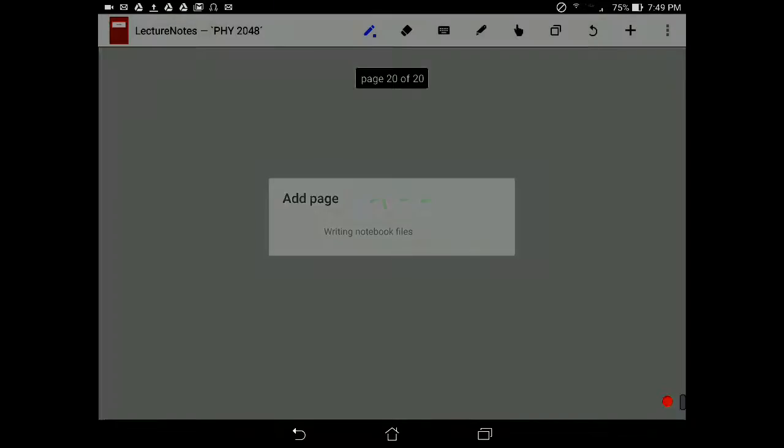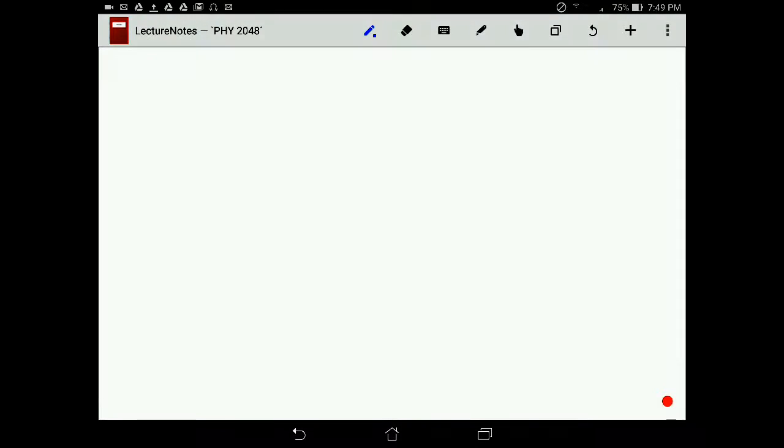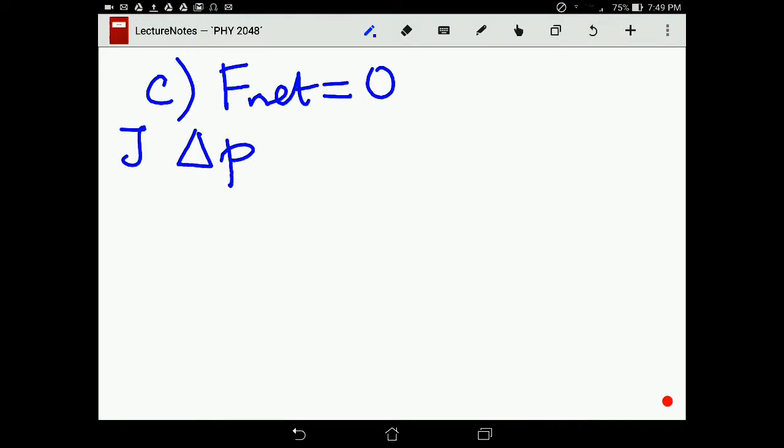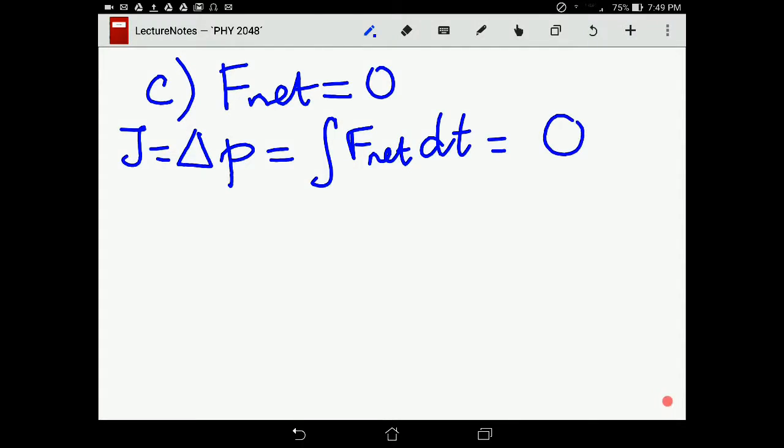All right, so now we get to the third part, which is what happens when the net force is equal to 0. From what we wrote earlier, the change in momentum, the impulse J, would now be equal to the integral of F dt, but if the net force is 0, then there's nothing to worry about on the right-hand side. This is just going to be equal to 0.